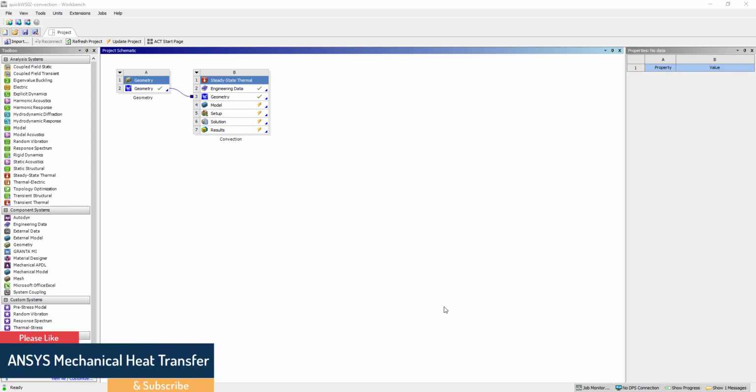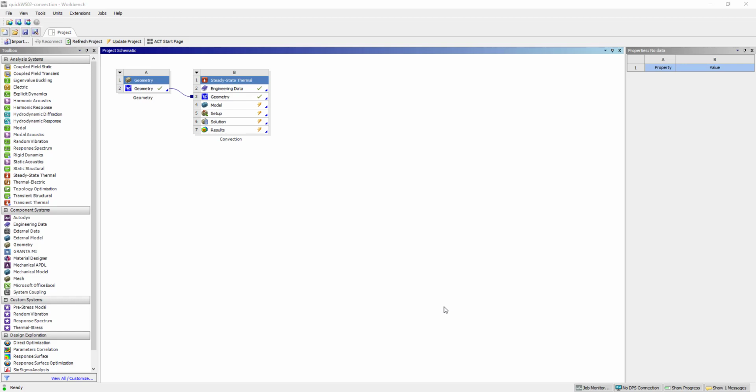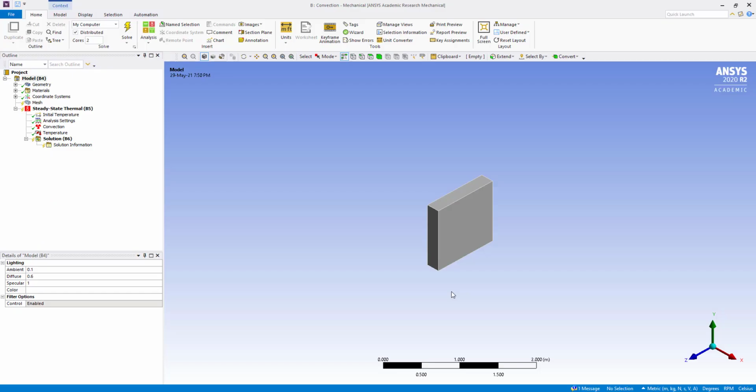In this tutorial, we are going to understand Newton's law of cooling and how it is applied by the Ansys solver for modeling the convection. So let's start. We are going to double click on model. So the mechanical window has been opened. We can see this is the model here, and the dimension is 1 meter this way and 1 meter this way. Thickness is 0.2 meter.